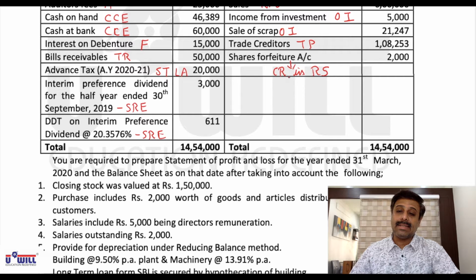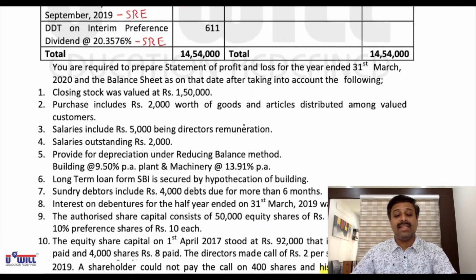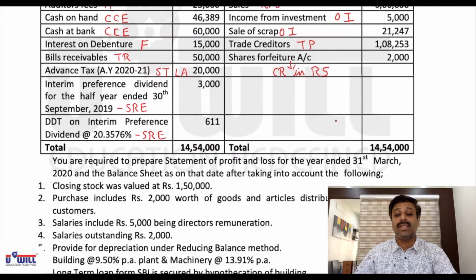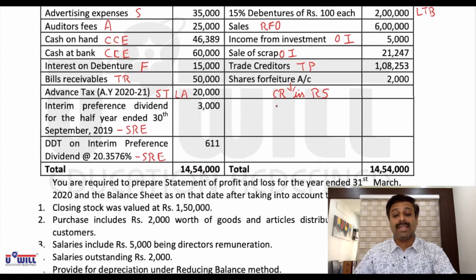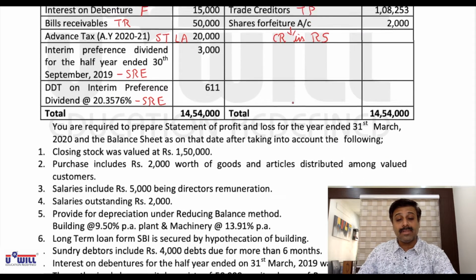So I have already discussed this in detail. You can refer to the past lectures for understanding the concept. But if share forfeiture is given, and there is an adjustment indicating reissue of shares, then you must show this amount as capital reserve in reserves and surplus.